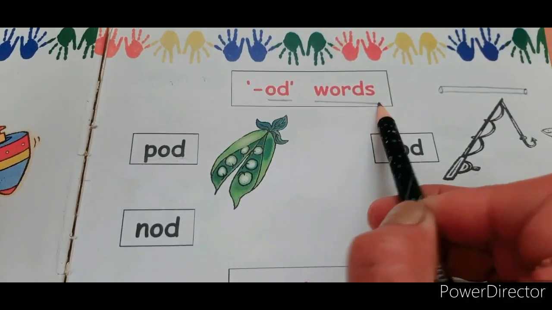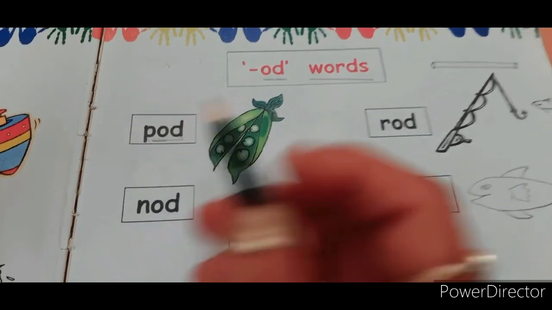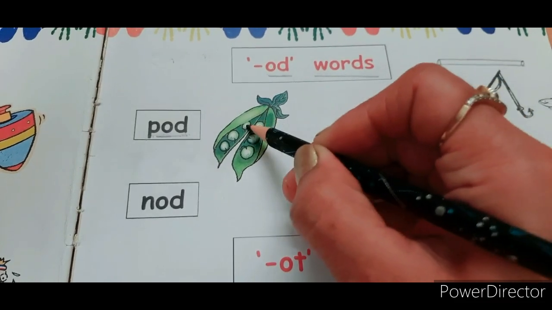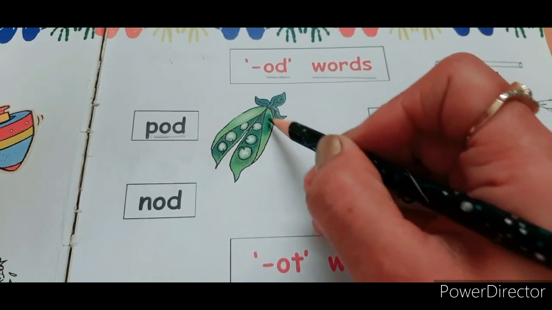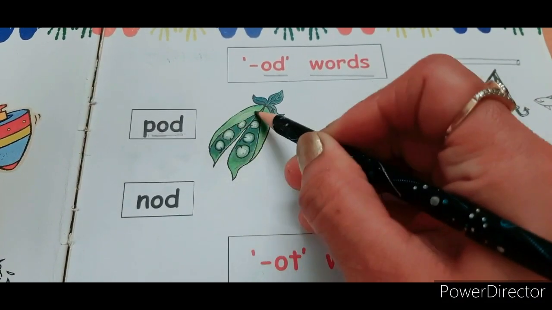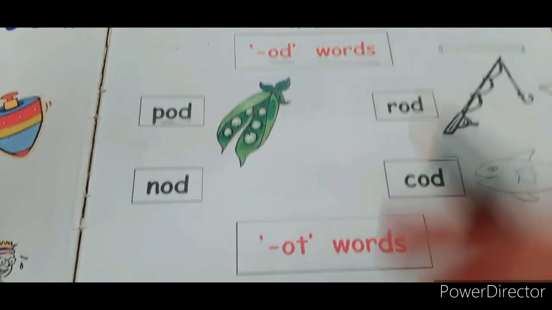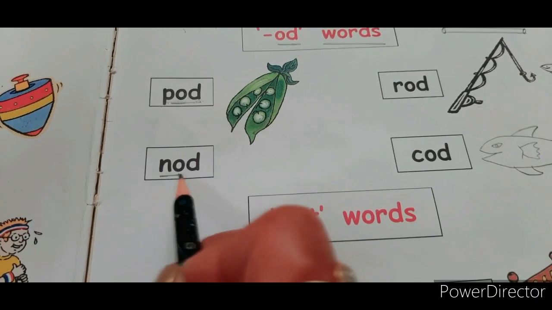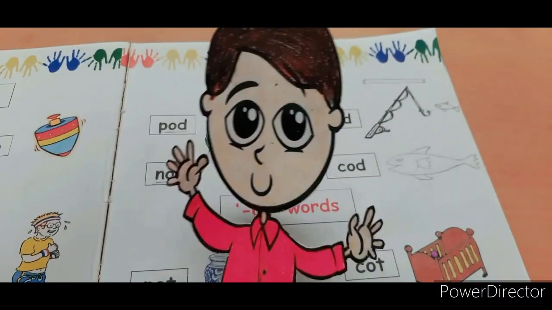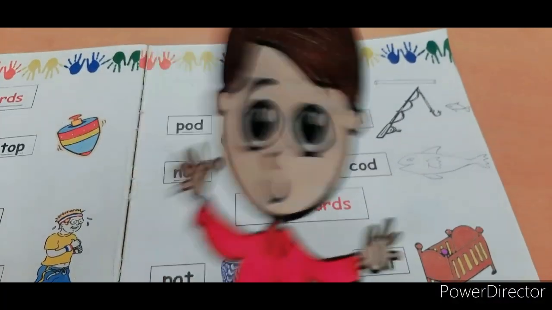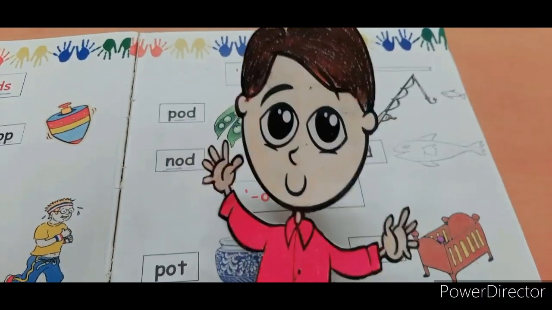Odd words. Pod. Look, these are peas. These round shapes are the peas, and the cover, the peel, is the pod. We call it pod, the cover of peas. Nod. Nod means when you shake your head in saying yes or no. So he is nodding his head. Nod.